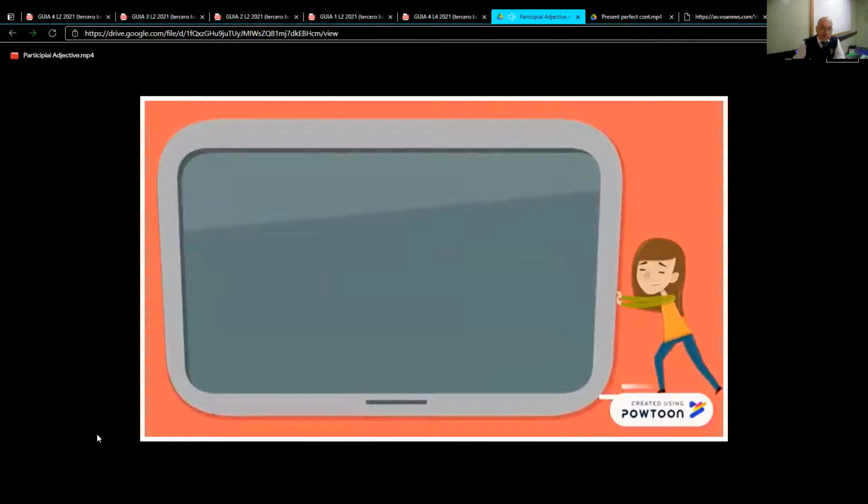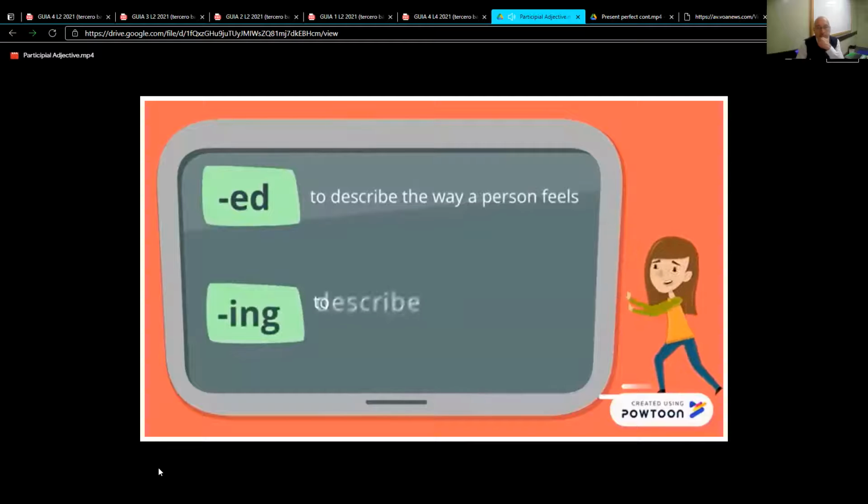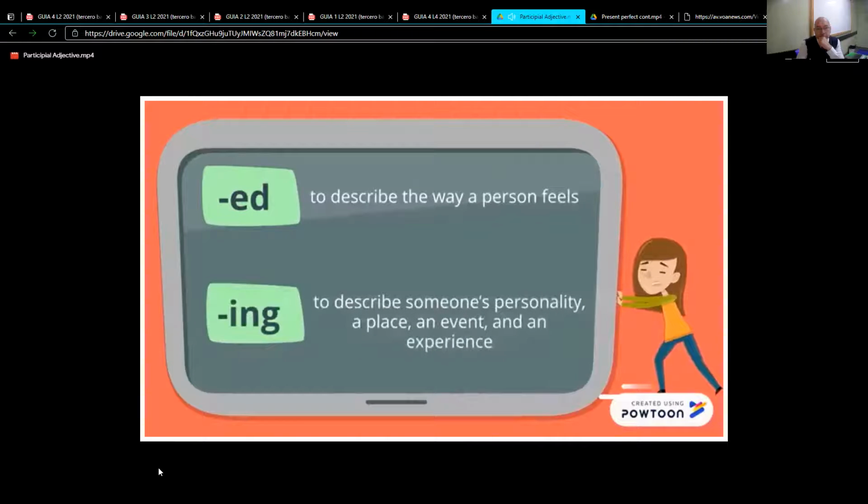An adjective that ends with ed is used to describe the way a person feels, while an adjective that ends with ing is used to describe someone's personality, a place, an event, and an experience.